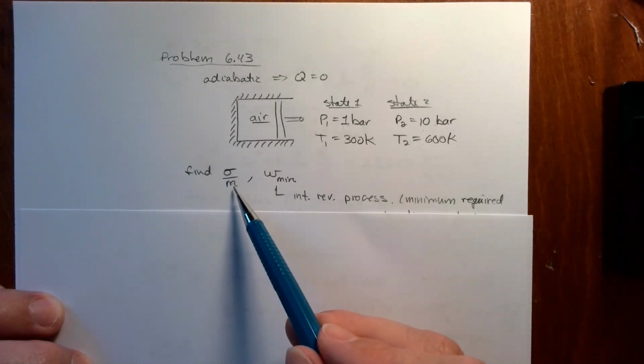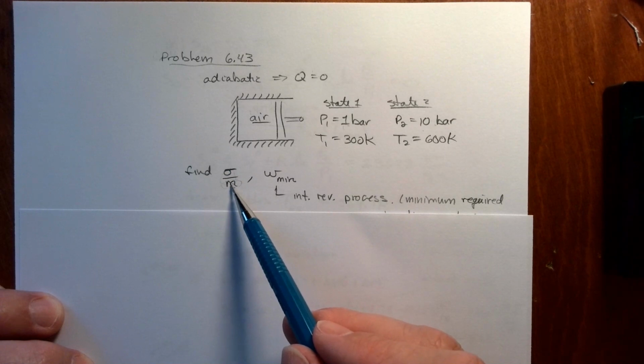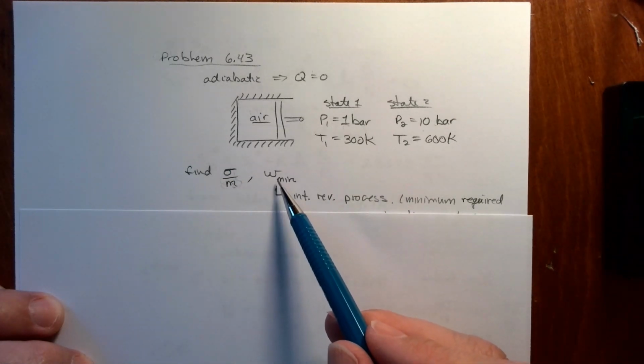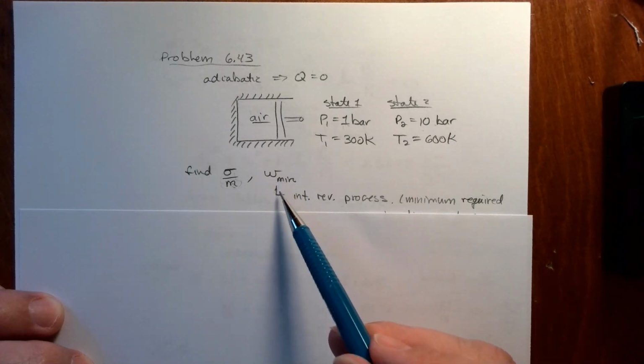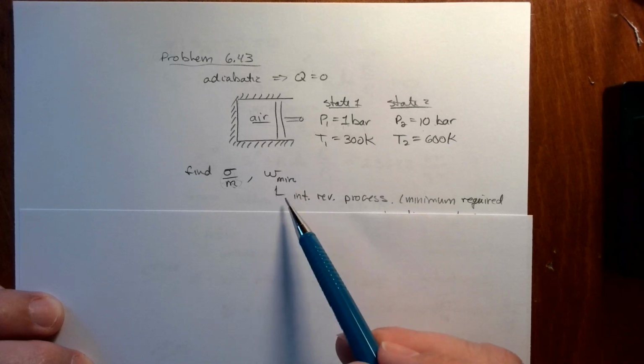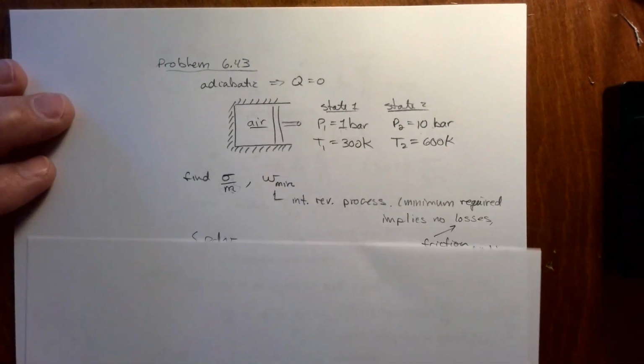But you know, m, mass, is always a positive quantity, so you can use sigma over m also to evaluate the second law. Sigma is greater than or equal to 0. Sigma over m is also greater than or equal to 0. And then they're asking us to get the minimum work required to achieve this compression. So the minimal amount would be if we had an internally reversible process, right?